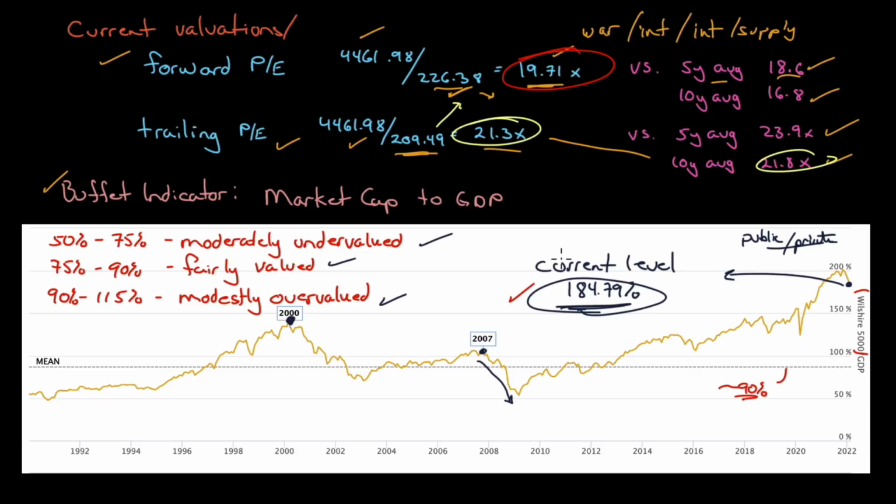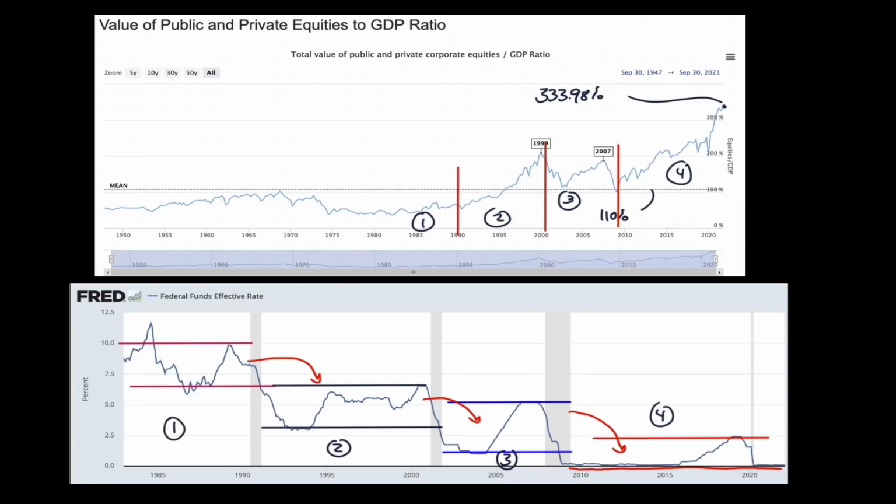Let's have a look at the next one, and then we'll look at the site that I got this from. Super interesting site with a whole bunch of really great stuff. If you want to lose a whole weekend just looking at stuff, this is a great site for it. Okay, our top chart is the value of public and private equities to GDP ratio, and the bottom chart is the federal funds effective rate from the St. Louis Fed. You always want to make sure that you have good data sources. By the way, the site that we're going to visit here in a second that generates this chart gets its data from the same source.